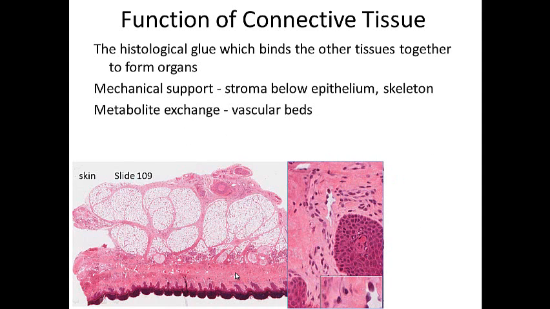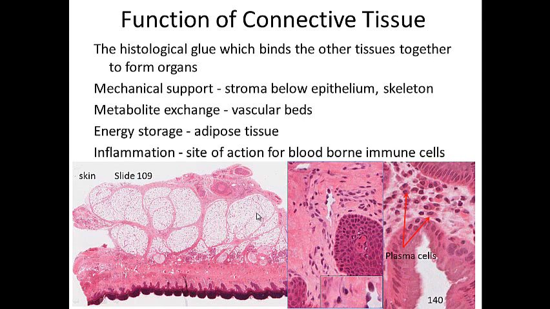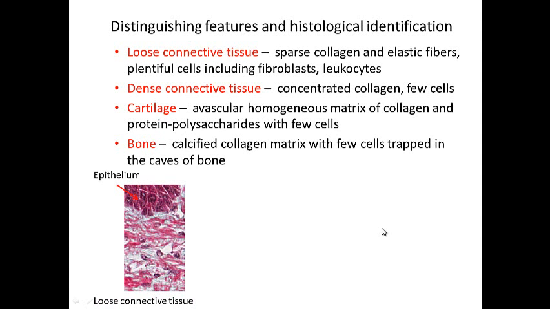It's the vascular bed that's below that provides the nutrients for the tissue. It also stores energy in the fat cells that you see here, and it is the site of the action of the immune system for inflammation. Here we can see a lot of plasma cells right inside these epithelial cells next to the lumen.